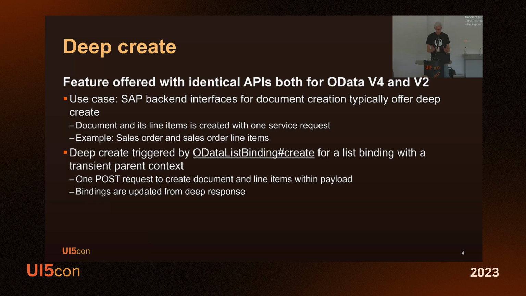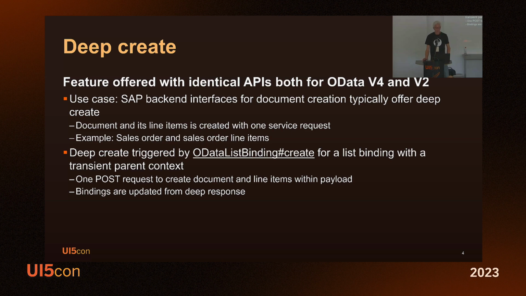Yeah, what's it about? Once again, mostly identical for OData V4 and OData V2. I'm going to show it with an OData V4 application. And the idea is typically you have to create some documents with a series of items, as we just saw. And these backend interfaces, especially if you do not use draft mode, expect them all at once, or at least it's a huge performance impact. And so we'd like to have the opportunity to send all this data with one request, and this is the deep create request.